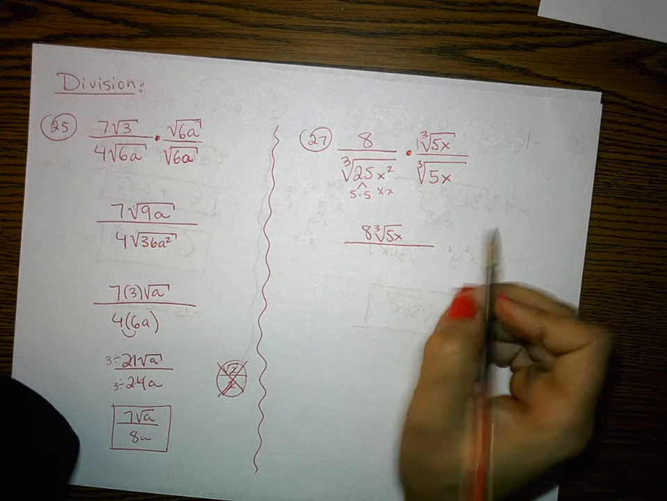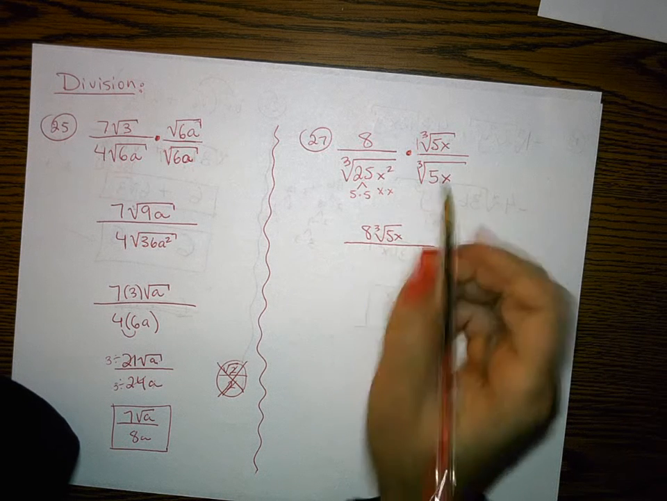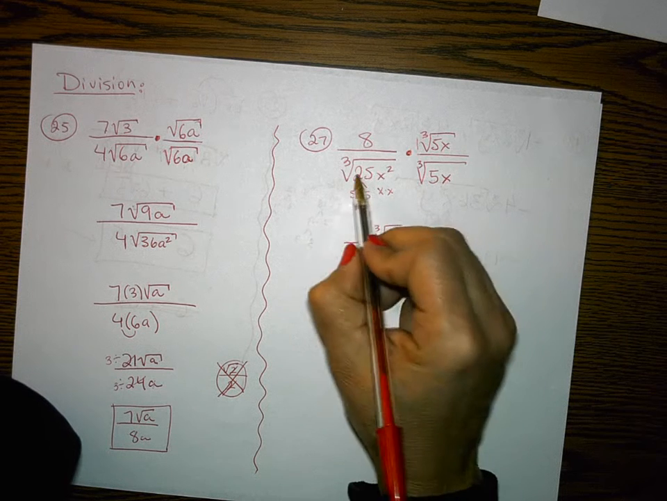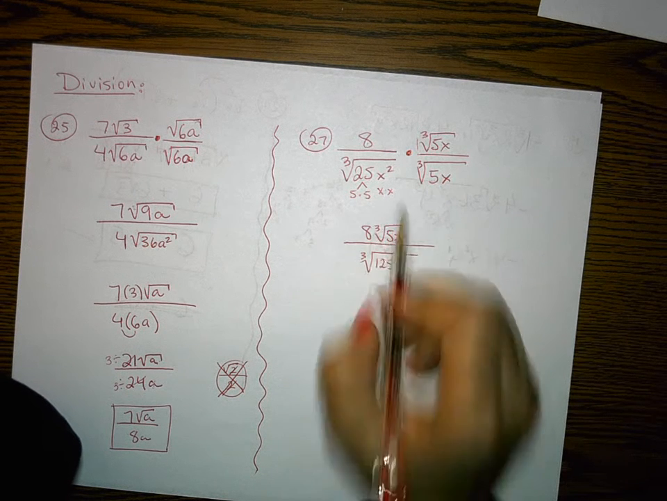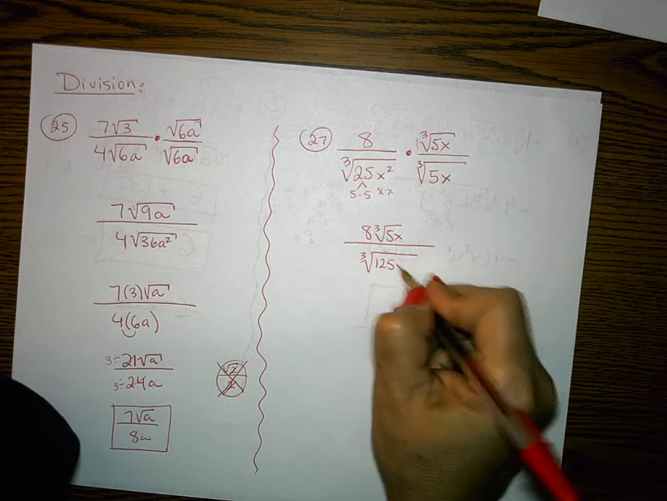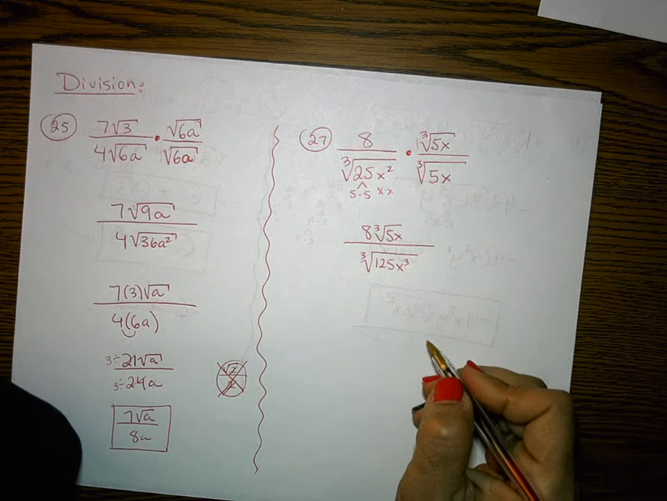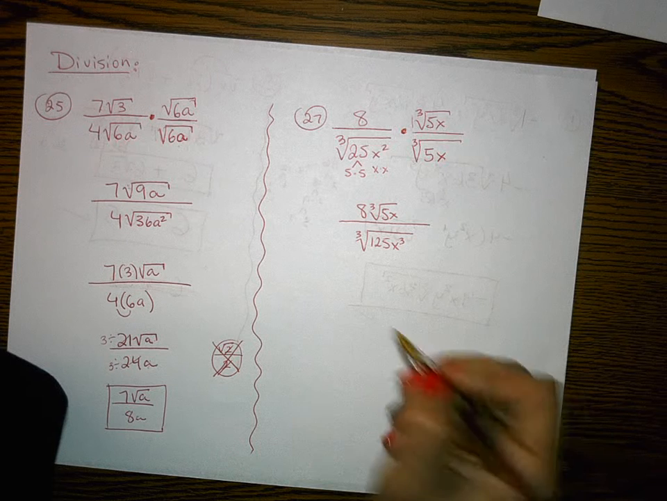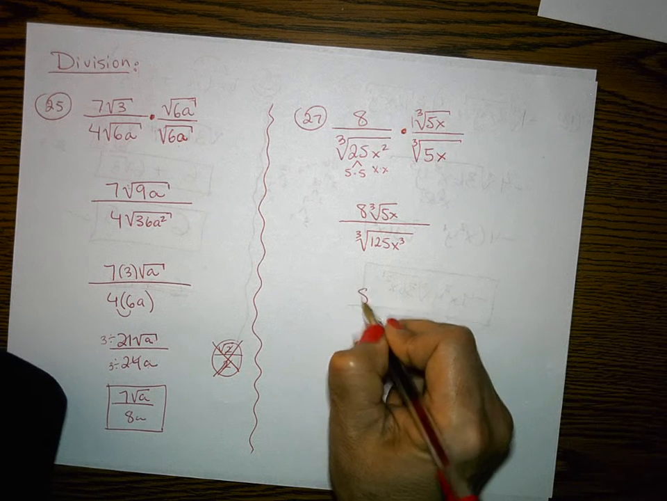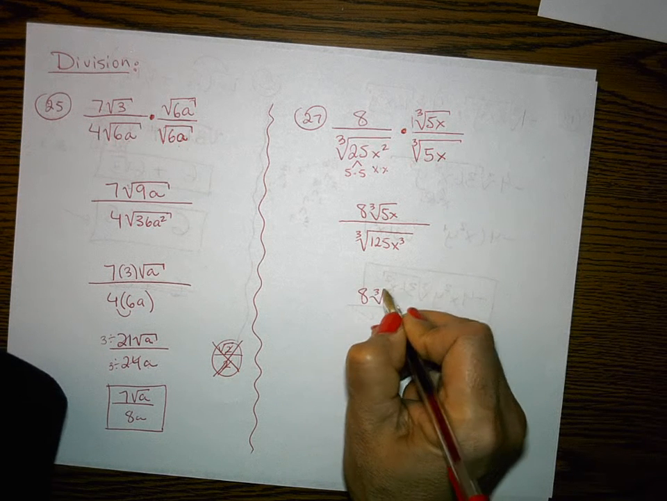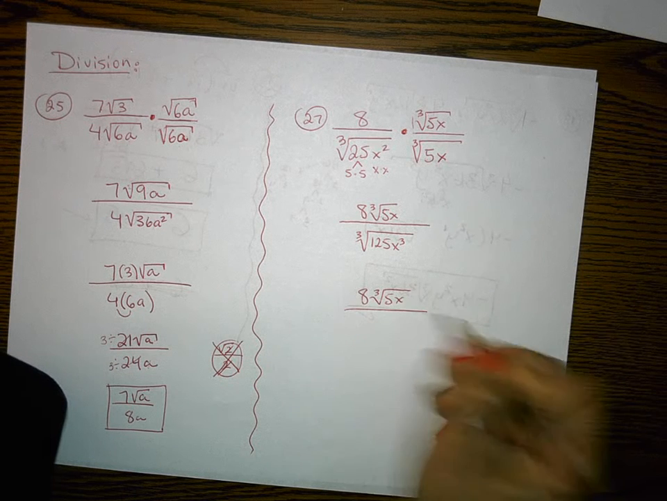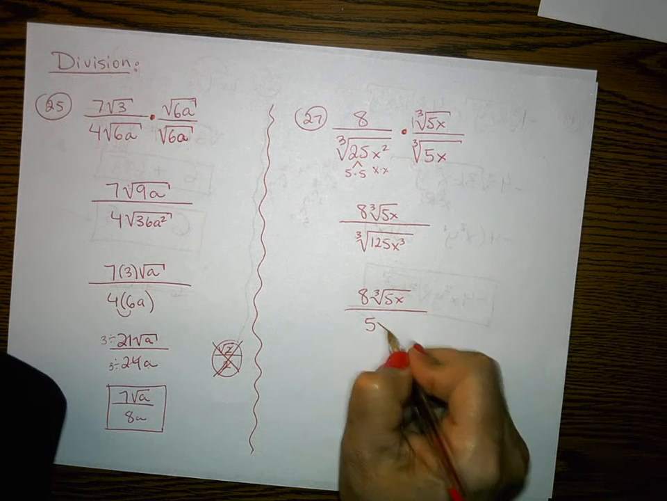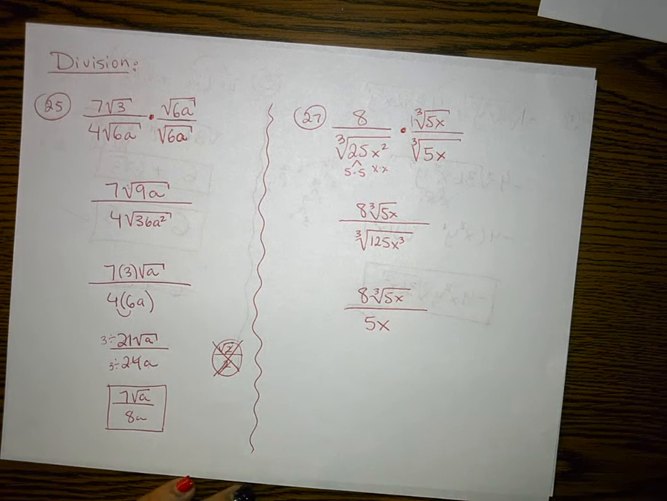And then on the denominator, we have 5 times 5 times 5, which is the cube root of 125, because we have 5 times 5 times 5. And x squared times x is x cubed. So there we go. Now I know I created perfect cubes I can take the cube roots of. On the top is going to be 8 times the cube root of 5x, all over the cube root of 125 is 5, and the cube root of x cubed is x. And there you go, it's simplified.